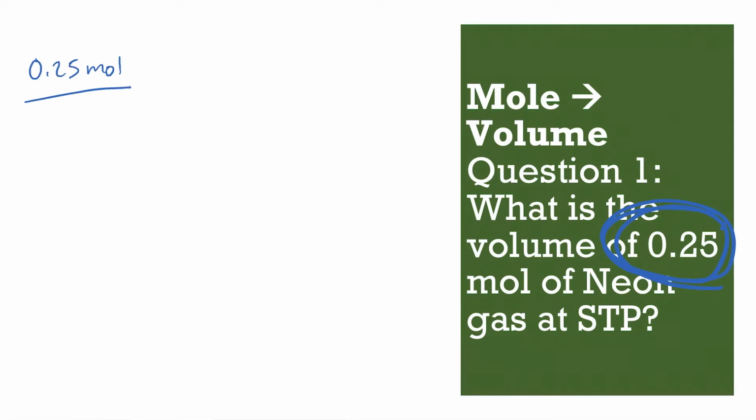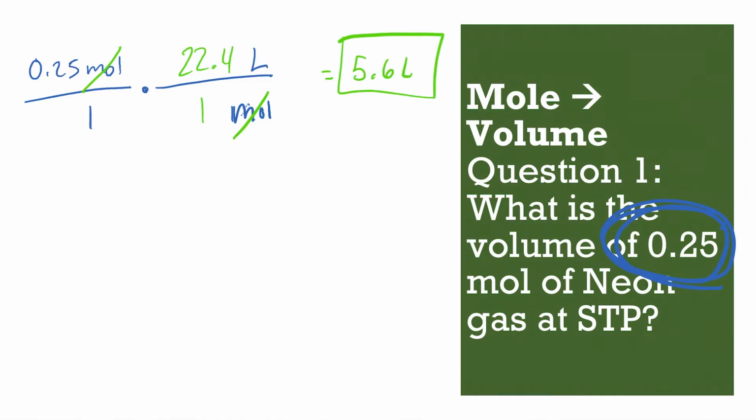moles. So remember, get your given, put your given over 1. Now we want moles to cancel, so it goes on the bottom, and we're looking for liters. And we know that 22.4 liters is 1 mole. Moles cancel out. You're left with 0.25 times 22.4, which gives us 5.6 liters. And that's it. So again, when we're talking about liters, there's no need to use the 6.02 number. There's no need to calculate molar mass. It's just that 22.4 conversion factor.